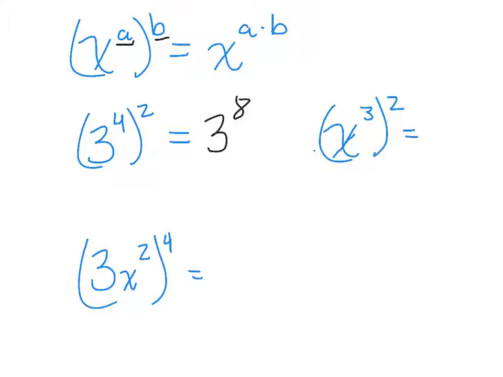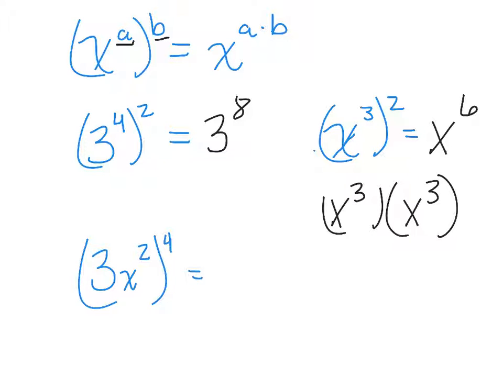For the second example, x to the 3rd raised to the 2nd power. It's 3 times 2, which gives me 6. You could also think of it as x to the 3rd, and then I have x to the 3rd. So when we multiply like that, we have to add it. So 3 plus 3 gives me my 6. If you need to write it out like that, go for it.